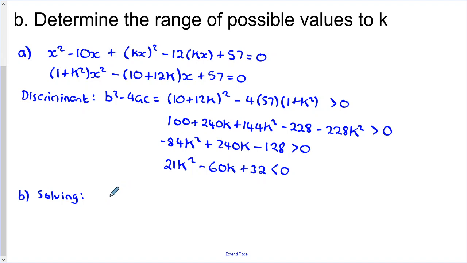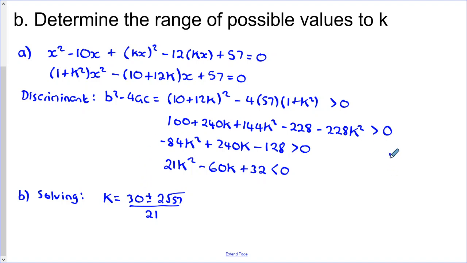The calculator would give us k is equal to 30 plus and minus 2 root 57 over 21. So those are our two solutions for k.